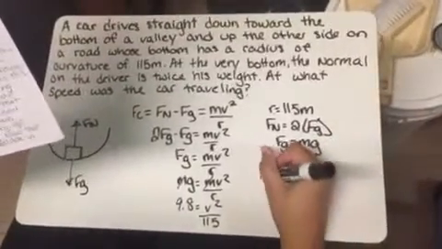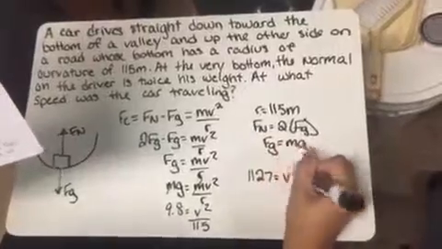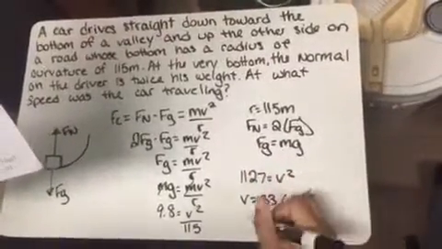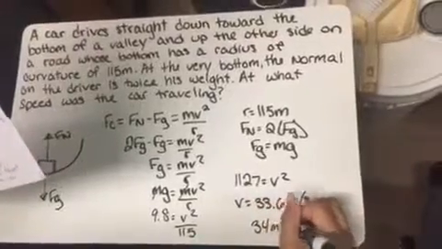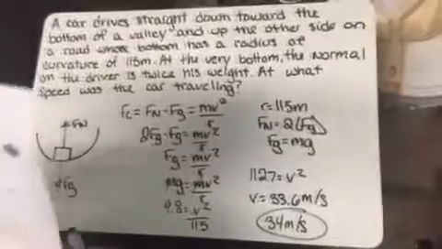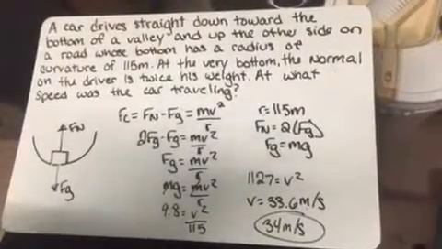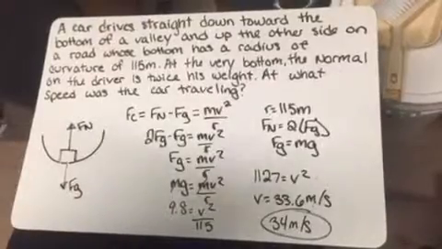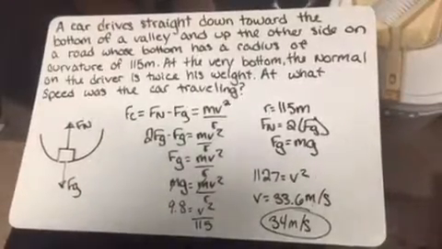And eventually, that leads you to 33.6 meters per second, which is approximately 34 meters per second as the speed that the car is traveling. The key to these problems is to draw free body diagrams and form equations, to know that the forces pointing in contribute to the centripetal force and those pointing out reduce it.